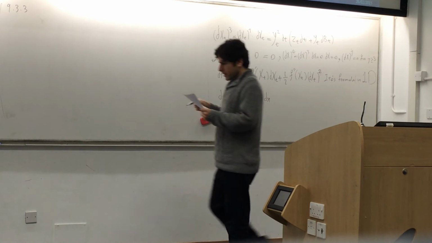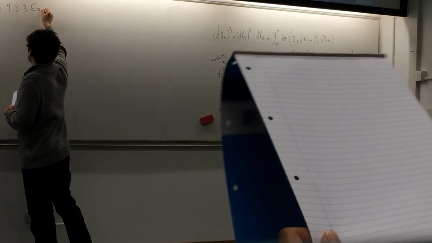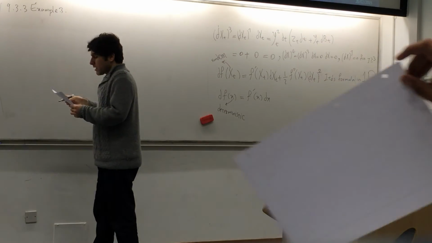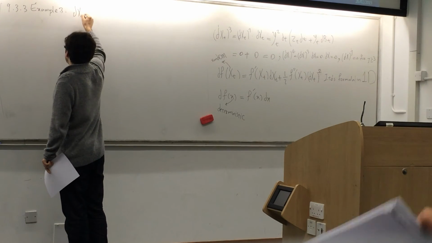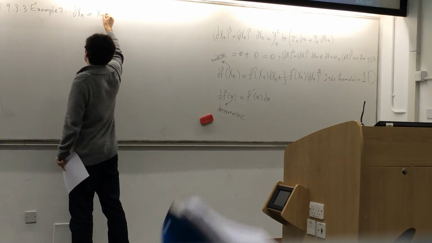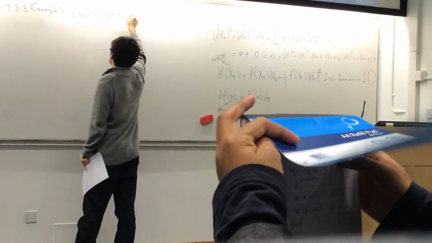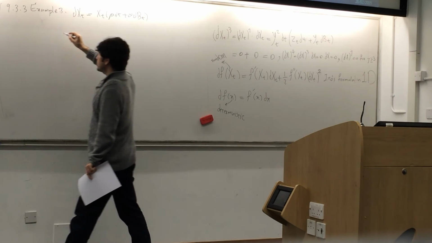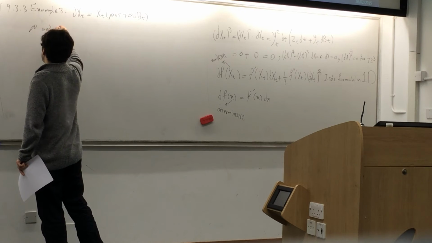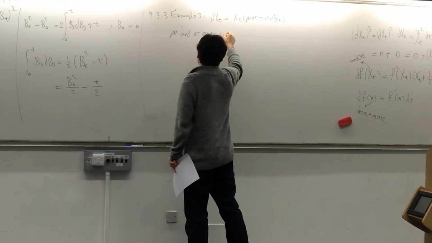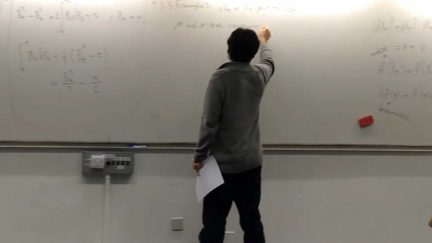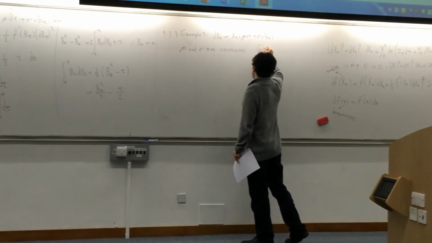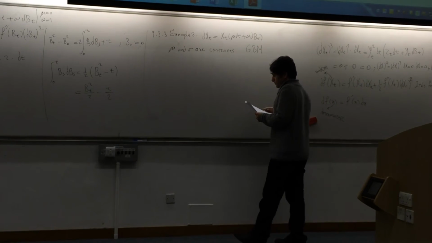The one that I would like to discuss here is example 3. We have dX_t equal to X_t times (mu dt plus sigma dB_t). Mu and sigma are constants. And we call this a geometric Brownian motion.